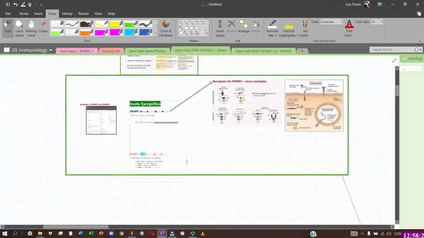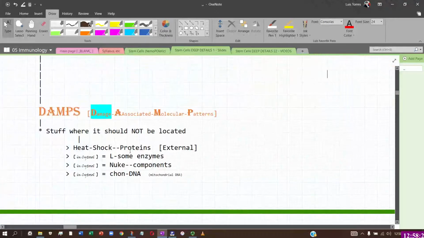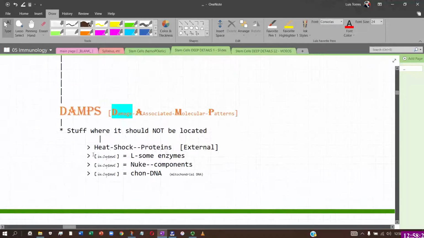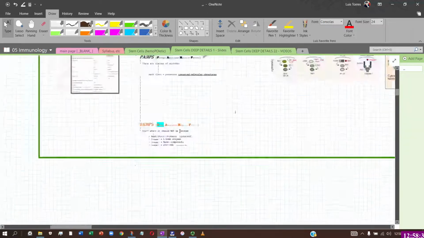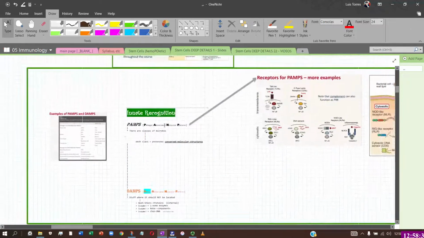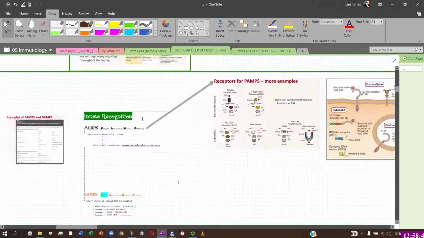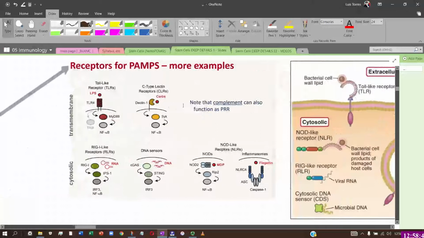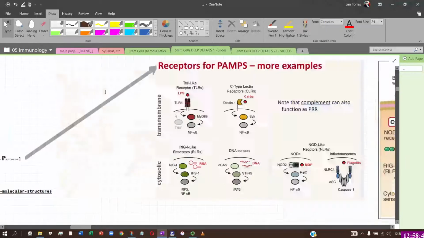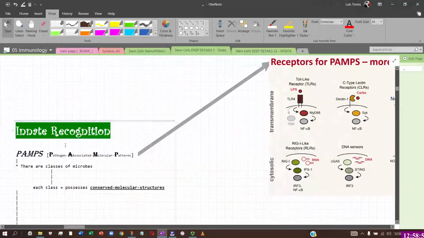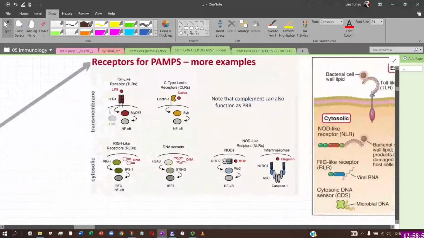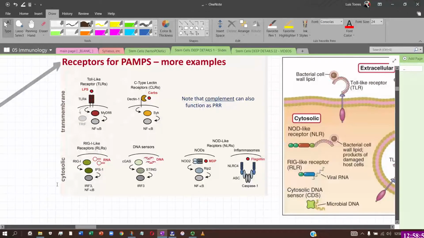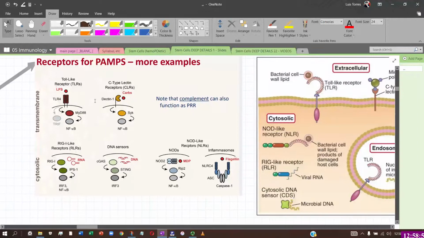Cool. So there seems to have been no major details about DAMPs, except for some things that should not be located where they are. But there is a lot of information about PAMPs, and as we mentioned, there's a variety of receptors to identify pathogen-associated molecular patterns. Those receptors can be transmembrane or cytosolic, and there you go.